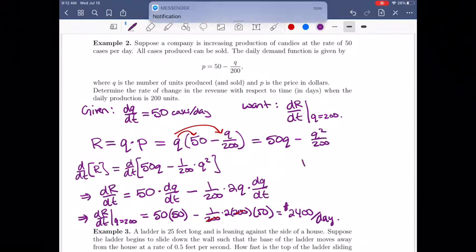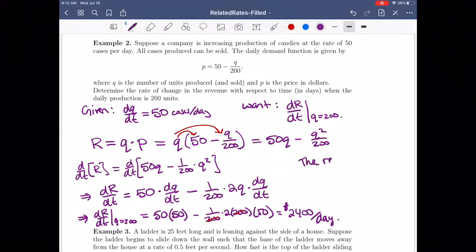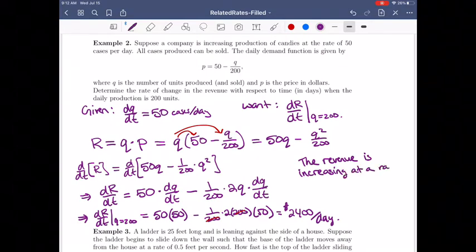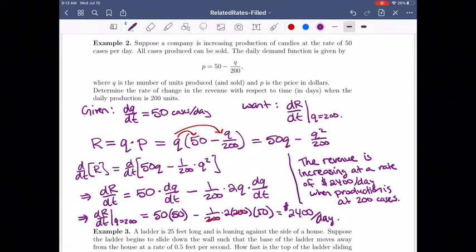So what we'd want to say here is that the revenue is increasing, because it's positive, at a rate of $2,400 per day when the production is at 200 cases. This rate will change as the production changes. So at different levels of production, the rate will be changing by a different amount.